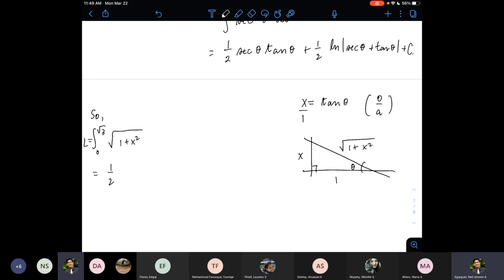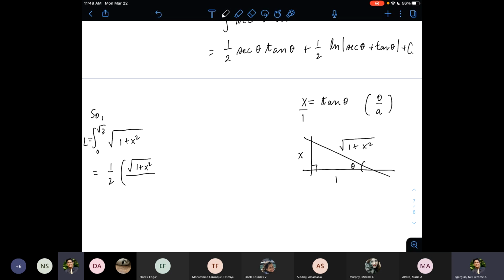1/2 secant theta. What is secant theta? That's the reciprocal of cosine. So that would be the hypotenuse, root of 1 plus x squared, over adjacent, so over 1, times tangent theta. Tangent theta is just x, plus 1/2 ln of secant theta. So that's root of 1 plus x squared plus x, evaluated from 0 to root 3.